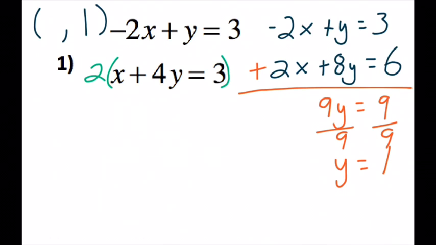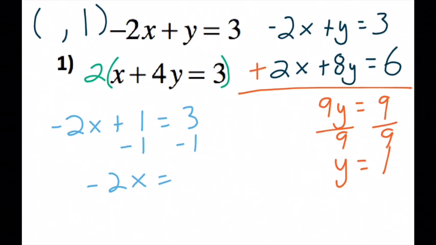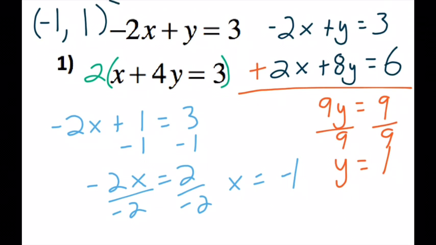Now we just do the exact same thing we did before, though. I'm going to take 1 and plug it back in either to the top or bottom equation and solve for x. I'm partial to doing it to the top, so I'm just going to go ahead and do it to that one. So I have negative 2x plus y, which is now 1, equals 3. Subtract 1 from both sides, so I get negative 2x equals 2. Divide both sides by negative 2, x equals negative 1. So now I know that the point these two have in common is negative 1, 1.